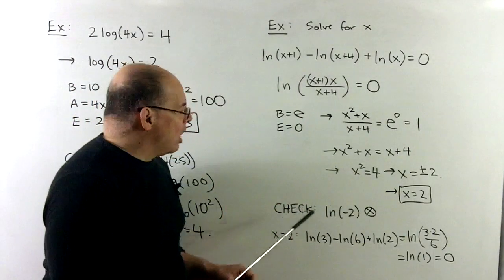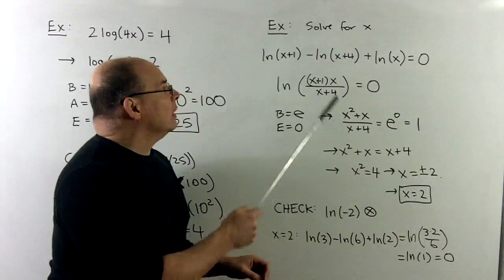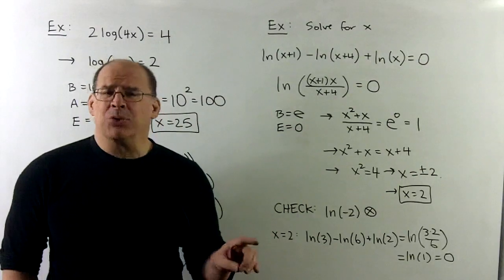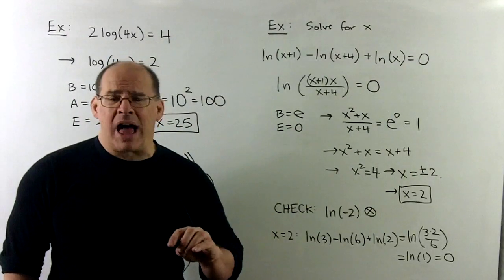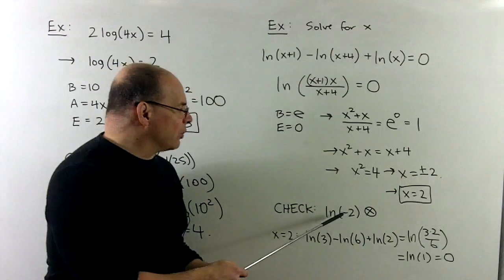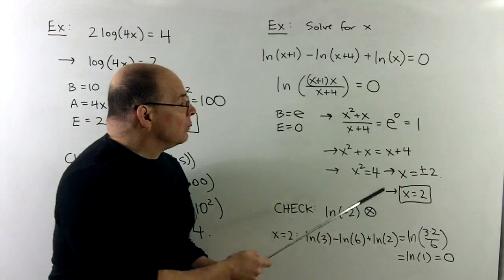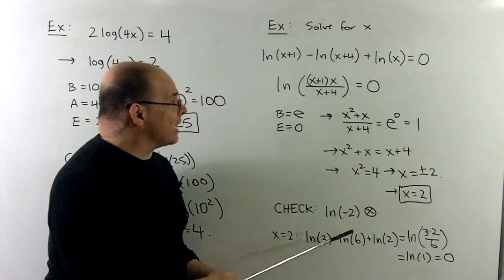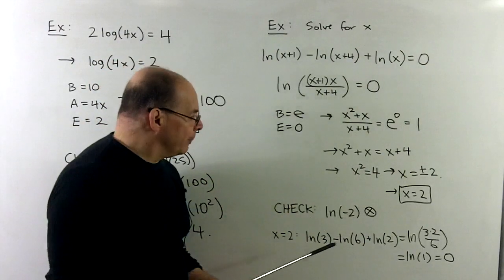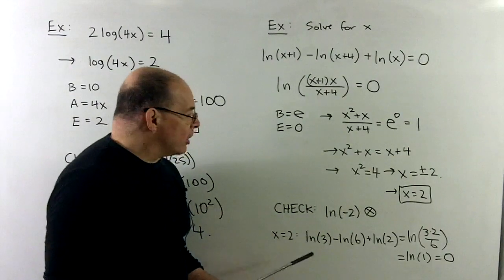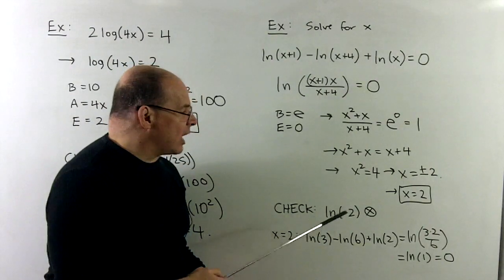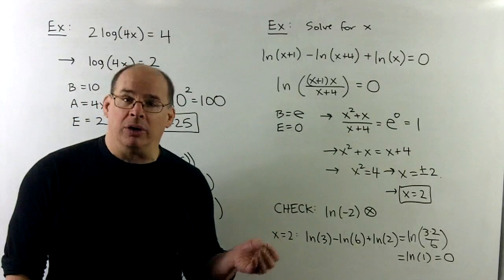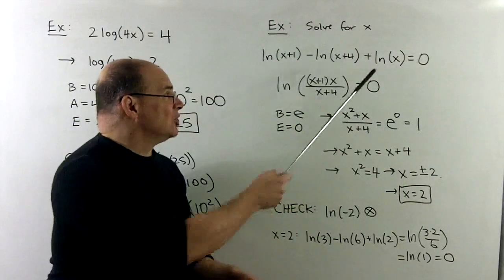If I take the minus 2 and go back to the original equation, I'm going to take the natural log of minus 2. That's a forbidden operation. We can only take the natural log of positive numbers, so we have to throw that away. For the 2, we'll get natural log of 3 minus natural log of 6 plus natural log of 2. We put that together as before, so we'll have natural log of 3 times 2 over 6, or natural log of 1. Natural log of 1 goes to 0, and so that checks our work.